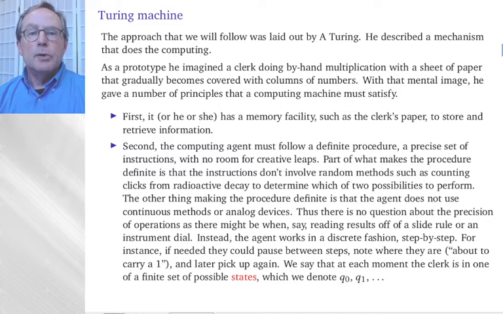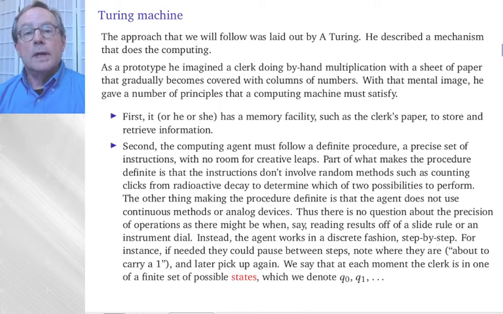Second, the computing agent, whether it's a person or whether it's a physical device, has to follow a definite procedure, a precise set of instructions, no room for creative leaps. Part of what makes a procedure definite is that the instructions don't involve random methods. You can't run off a Geiger counter and listen to the click and say, if it clicks in the next 3 seconds, I'm going to do this branch. If it doesn't, I'm going to do this branch. That's not what we're talking about.